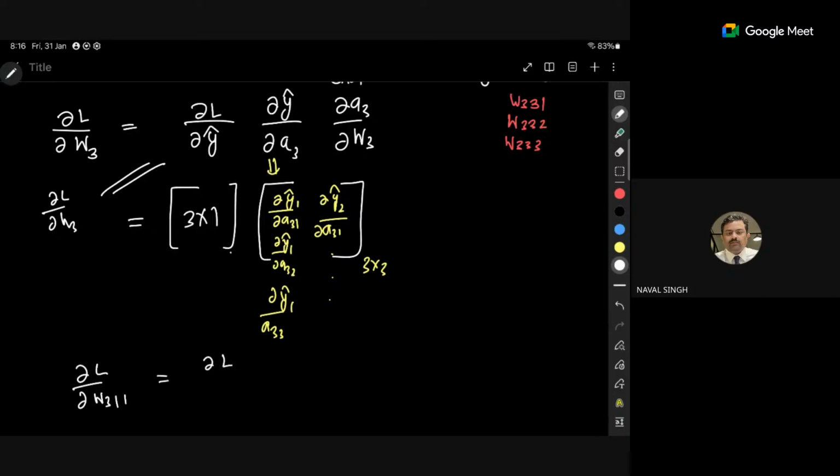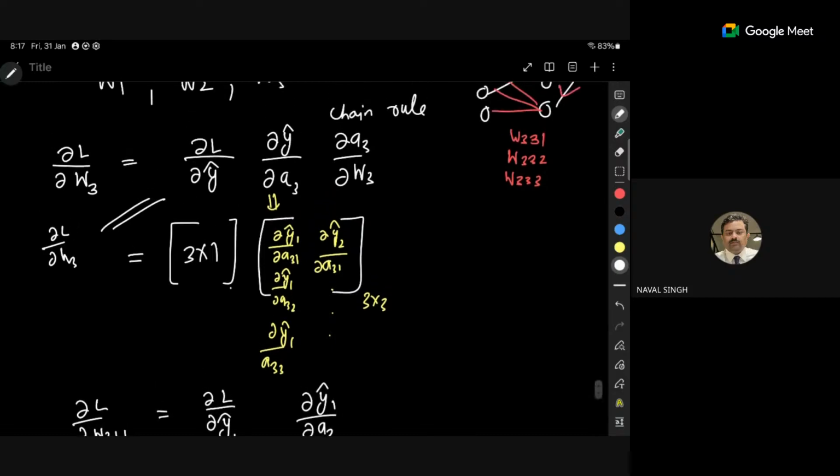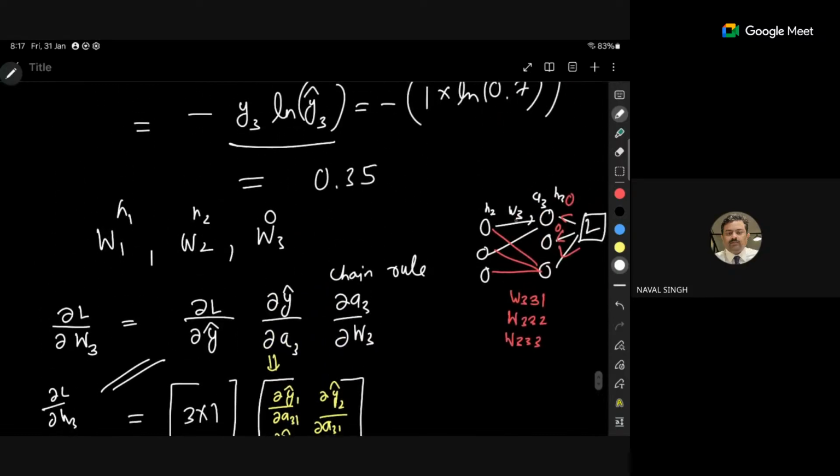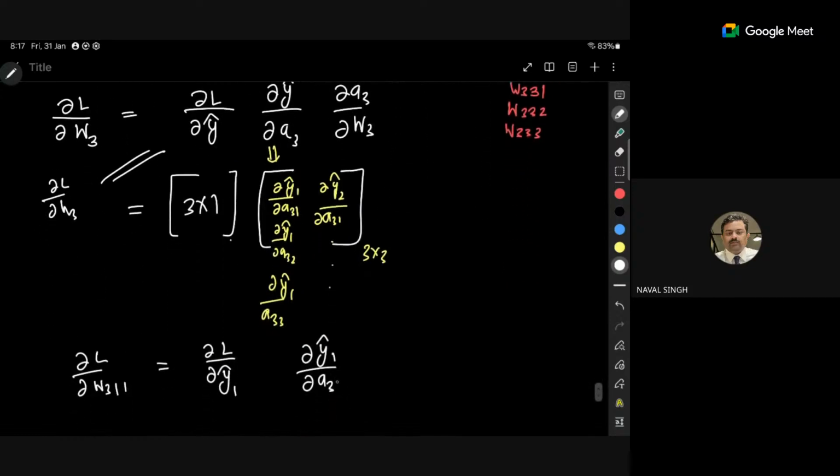So what you actually want is y hat. If I go this way, then I want y hat 1 with respect to a3. Which one will give me that? I think it is this path, right? So I want a31 only. Then a31 is actually getting affected by w311, right? So this is what I wanted.